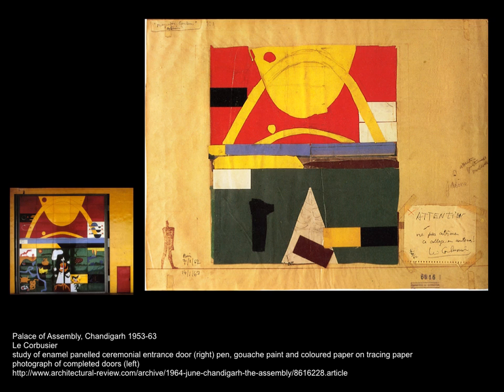So on the left-hand side, we can see the completed example. They're enamelled panels that make up the door, which pivots on a central rod. For the colour study, he uses a range of pre-painted sheets of paper. So he's already done colour studies for the city, for the colours of the city. And here he's using cut fragments of those to compose the design for the door. And he also uses applied colour as well.